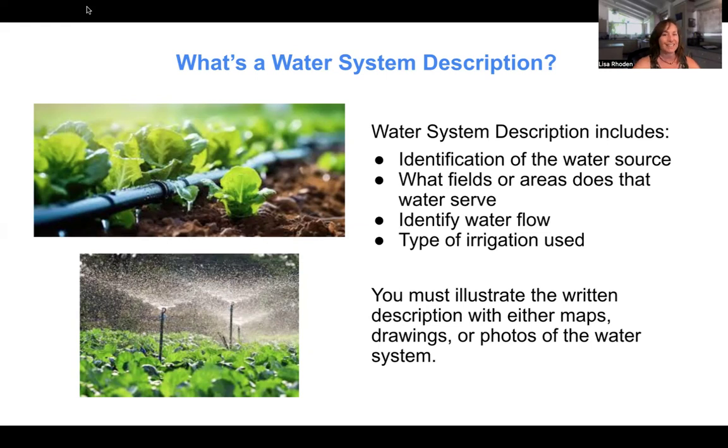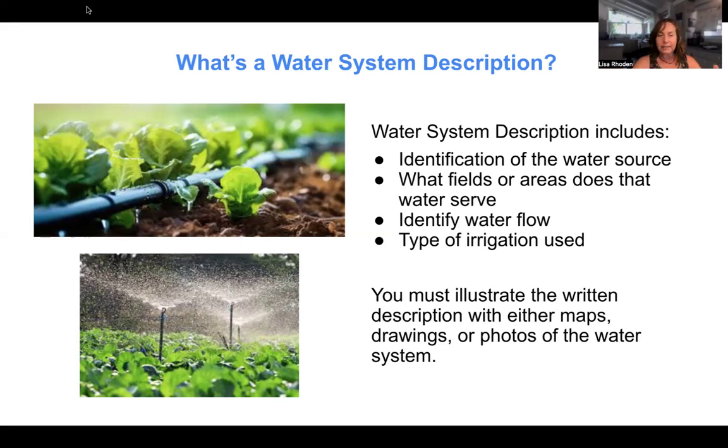And this kind of ties back into when we talked about maps and locations. So understanding what the blocks are that you have your crop growing in, and understanding how to identify those, so that when we write this water description, it's very clear. We're going to identify the water flow. This is just a very simple illustration of which way the water goes. What does your basic piping look like? And then the type of irrigation used.